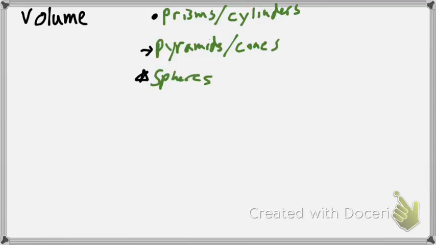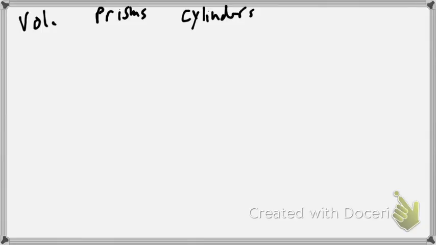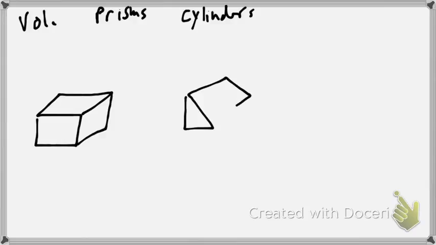Okay, so first thing we'll talk about is the prisms and cylinders. All right, as far as prisms, they're going to ask us about 2 different types of prisms. Okay, they're going to ask us about rectangular prisms. They're going to ask us about triangular prisms. And then they'll ask us about the cylinders.